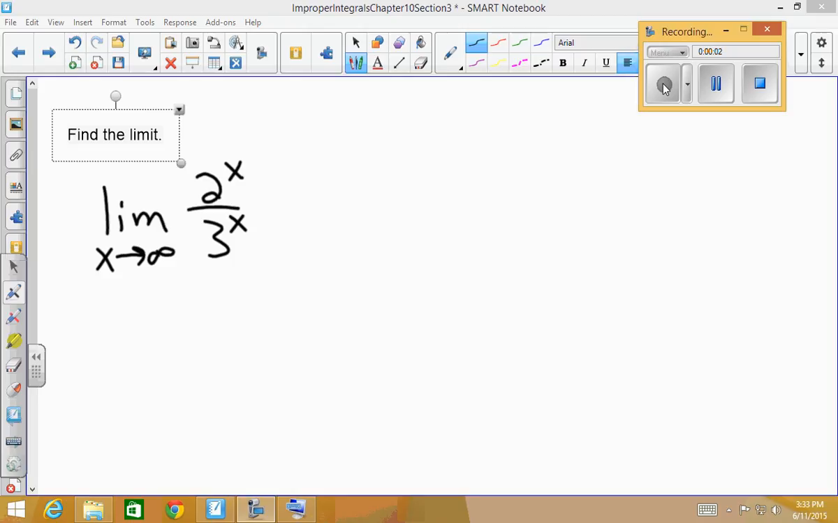Find the limit. The limit as x goes to infinity of 2 to the x divided by 3 to the x. If we try to evaluate this directly, of course 2 to the x is an exponential function, and as x gets bigger, 2 to the x is going to get bigger. So that's going to be infinity. Same thing for 3 to the x. So we get our indeterminate form, infinity over infinity.